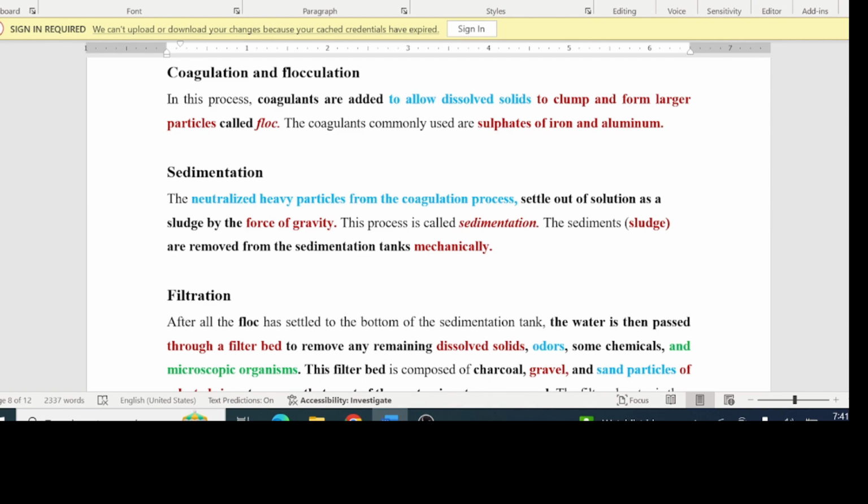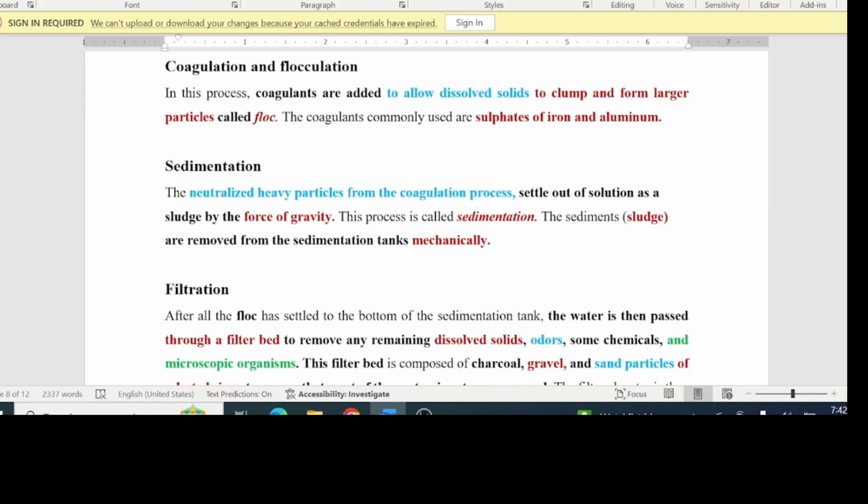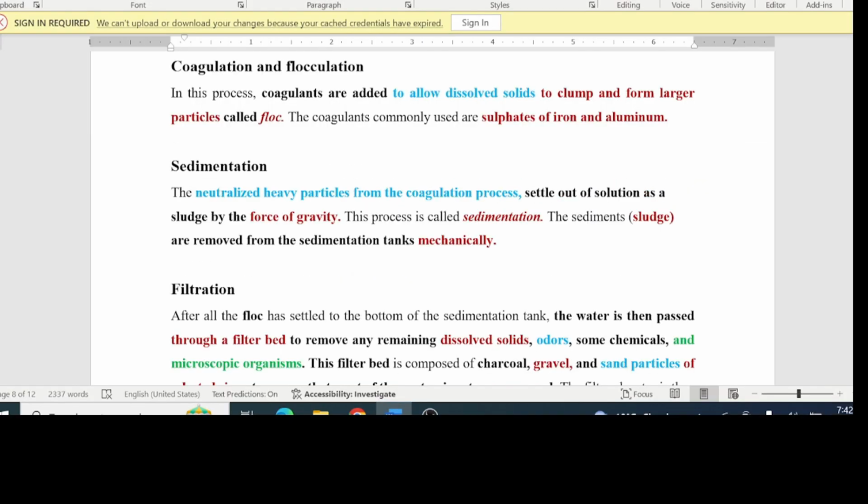Coagulation and flocculation. I'll show you the diagram. In this process, coagulants are added to allow dissolved solids to clump and form larger particles called floc. The coagulants commonly used are sulfates of iron and aluminum. What these coagulants do is remove the negative charges from particles that cause them to repel each other. So when these negative charges are removed, say from colloidal materials and stuff like that, they clump together and form what is called floc.